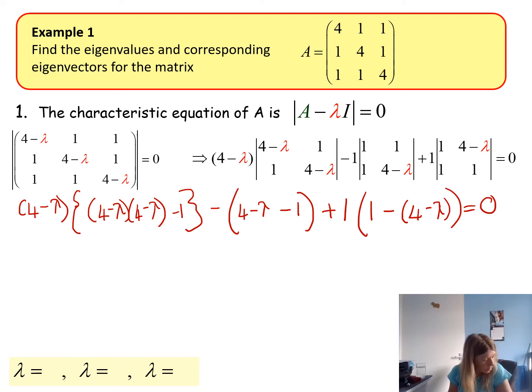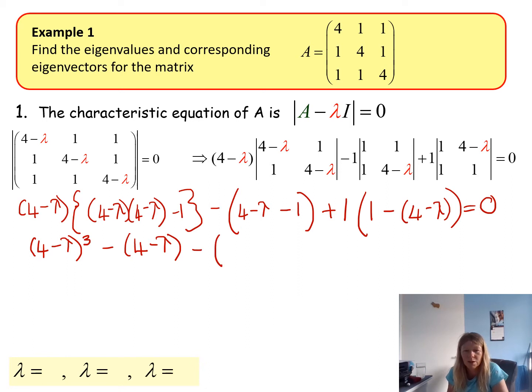I think I'm going to get some nasty multiplying out here. Yeah, not nice. Okay, so we end up with 4 take lambda, we've got them 3 times, haven't we? So it's to the power 3. And then we've got minus a 4 take lambda. That deals with that bracket. And then we've got minus, and in here you've got a 3 take lambda. And here, what we got? Minus 3 plus lambda. You have to solve that.